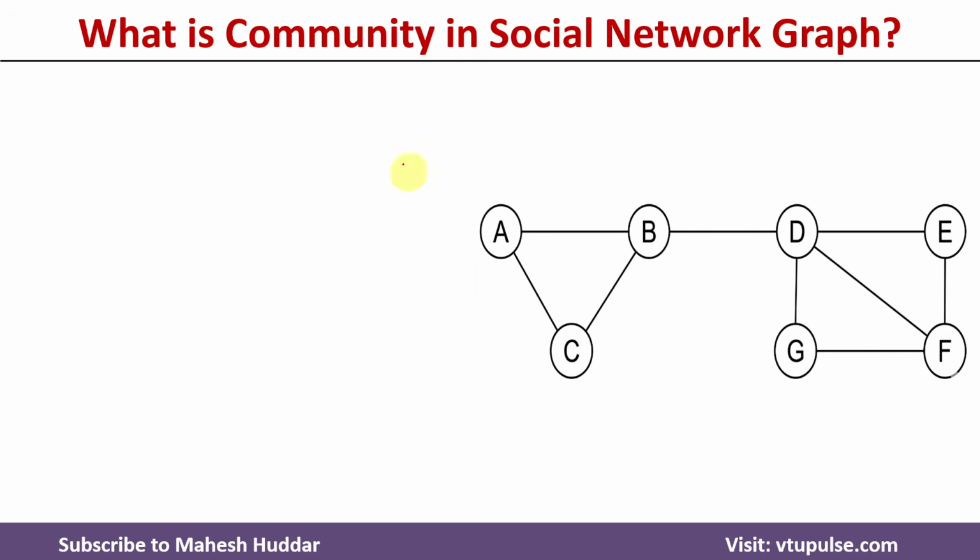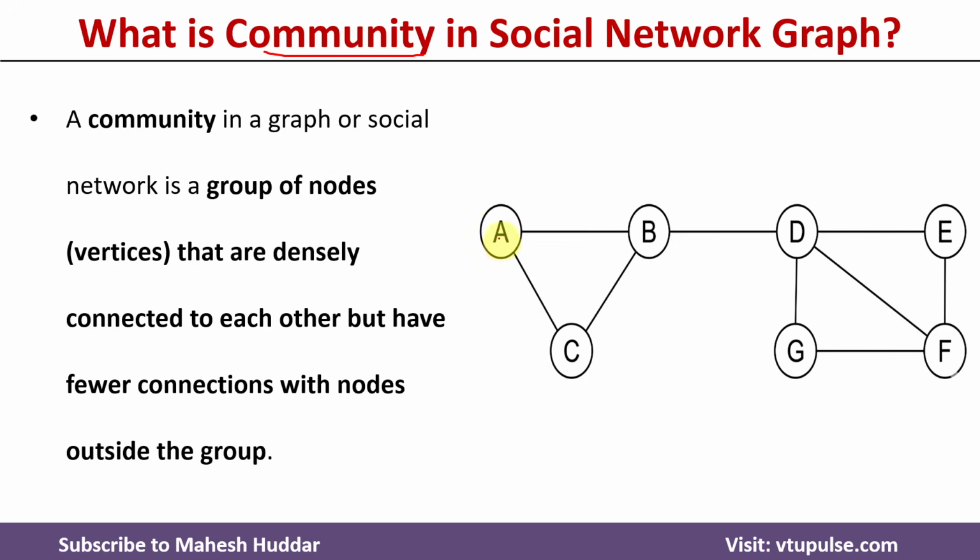So first we will understand what is community in social network graph. A community in a graph or social network is a group of nodes or vertices that are densely connected to each other but have fewer connections with nodes outside the group.